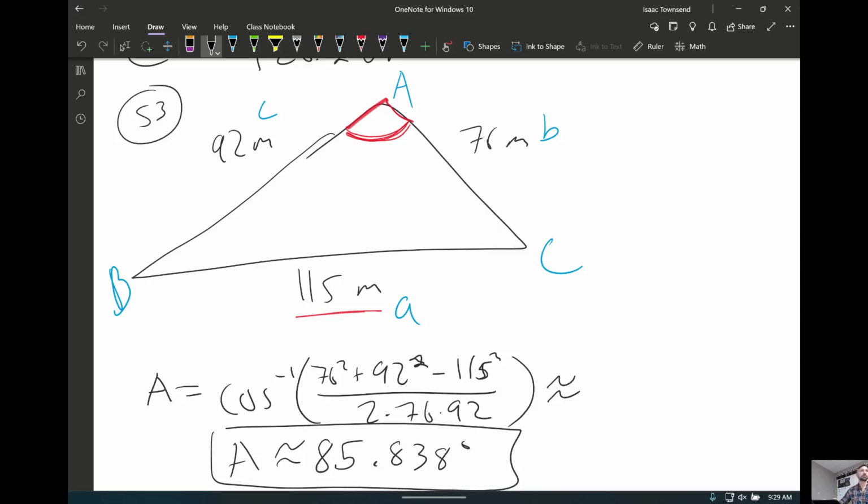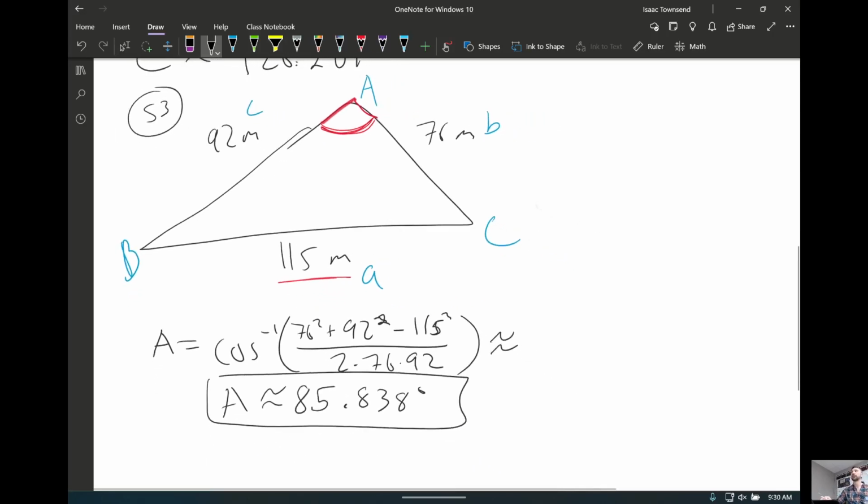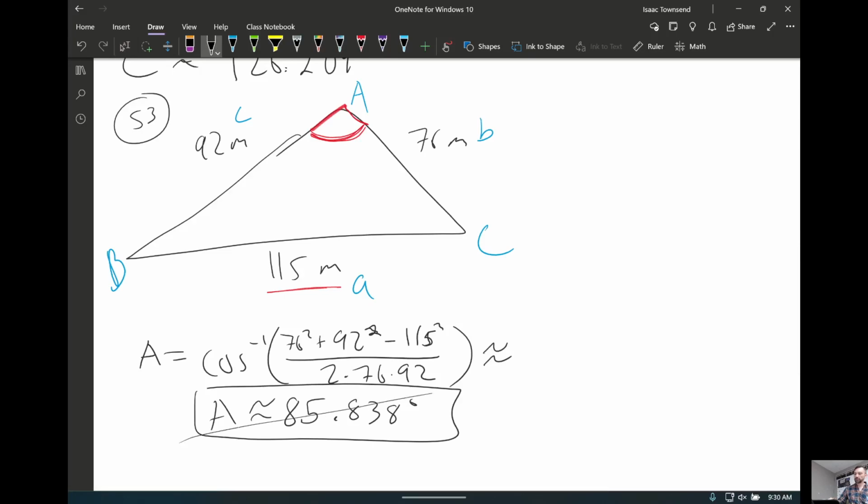Did you check the back of the book yet? I just want to make sure that's the right angle since they weren't very clear. I think it's asking for the other two, B and C. Oh, the other two? Okay. So I guess I did this for nothing, but I can use it as a check in the end.